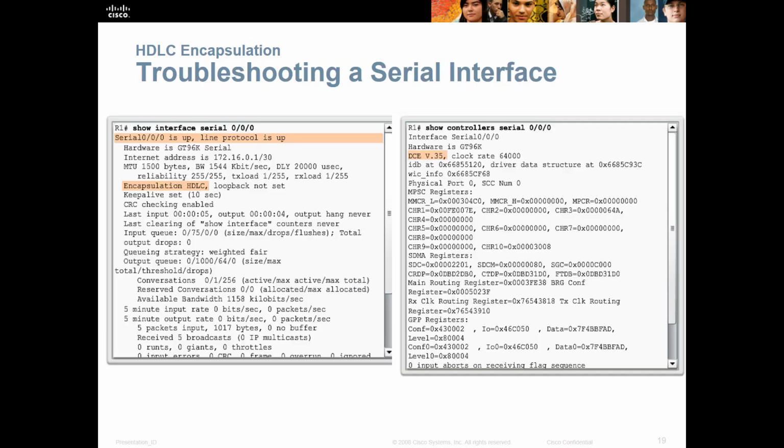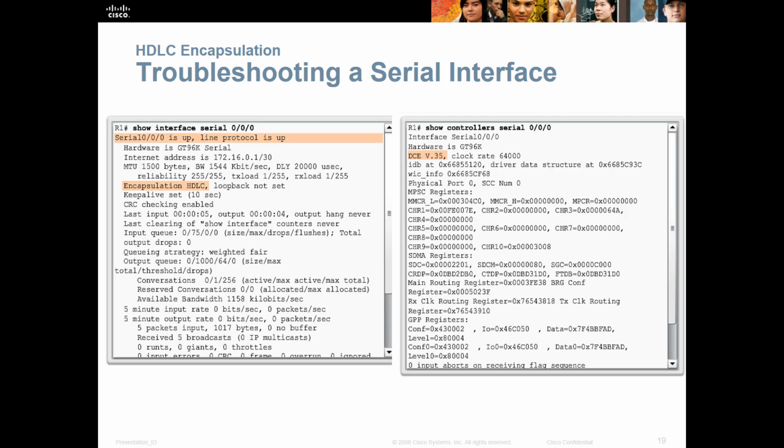Troubleshooting may also be looking at both ends to see what each side is set to. Looking at the interface and the controller will show the appropriate encapsulation type. Is it encaps HDLC? Is it encaps V35? And so forth.